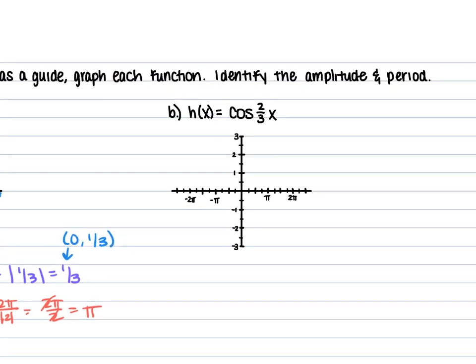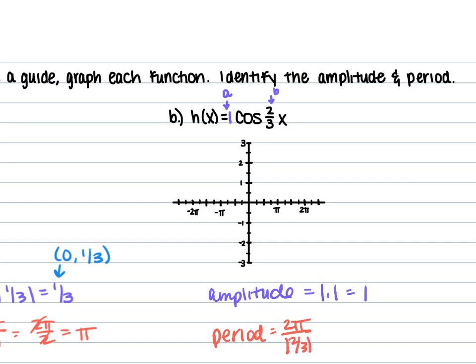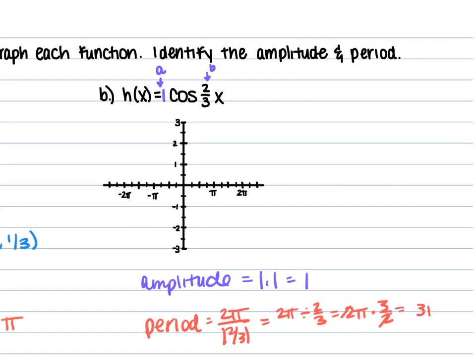For b, we have h of x is equal to cosine 2/3 x. So our a here is 1 because there isn't a number in front of the cosine. So a is 1. Our b is the 2/3. So our amplitude is the absolute value of 1, which is just 1. And your period is 2 pi over the absolute value of b, which is 2/3. Remember, this is 2 pi divided by 2/3, which is 2 pi times 3 over 2. The 2's would cancel, so it's just 3 pi.